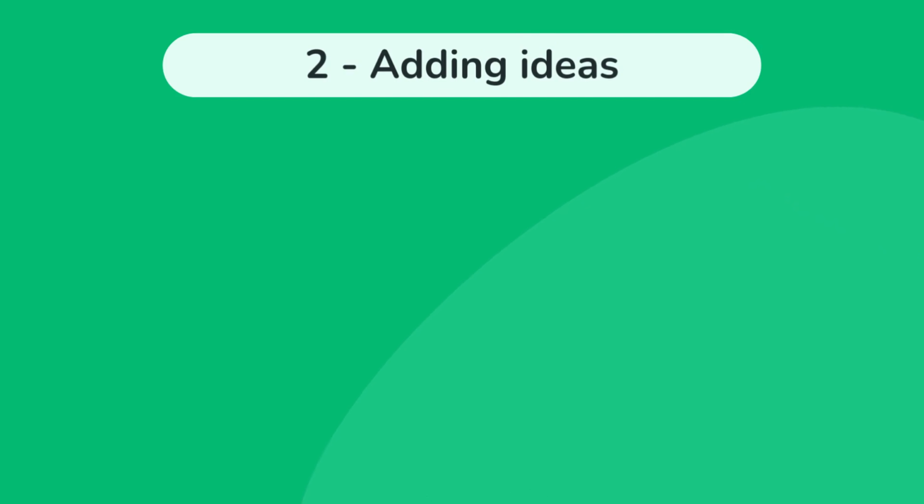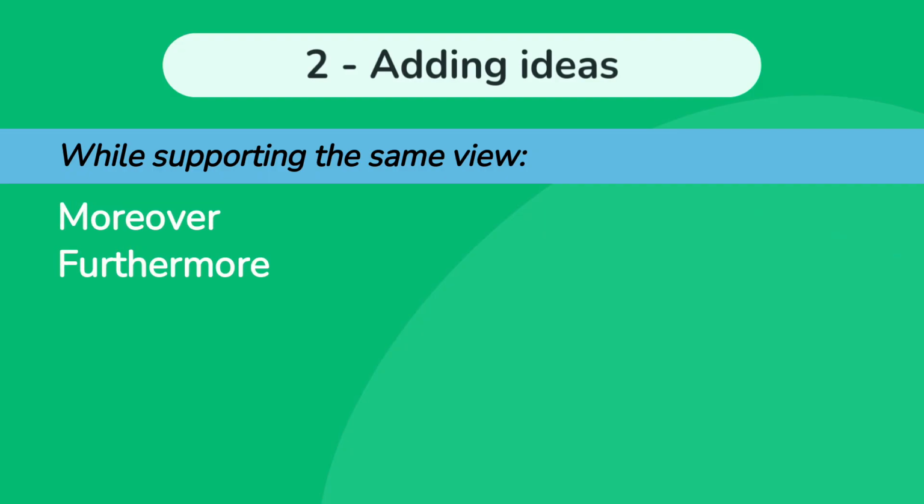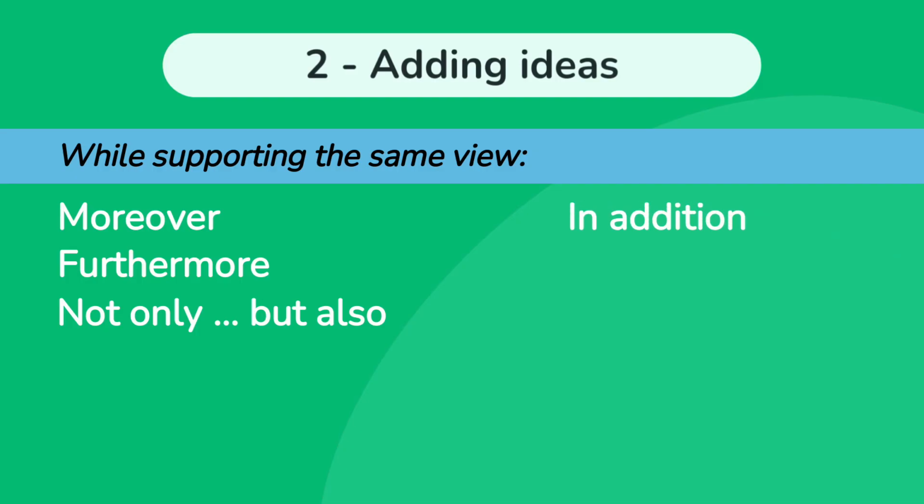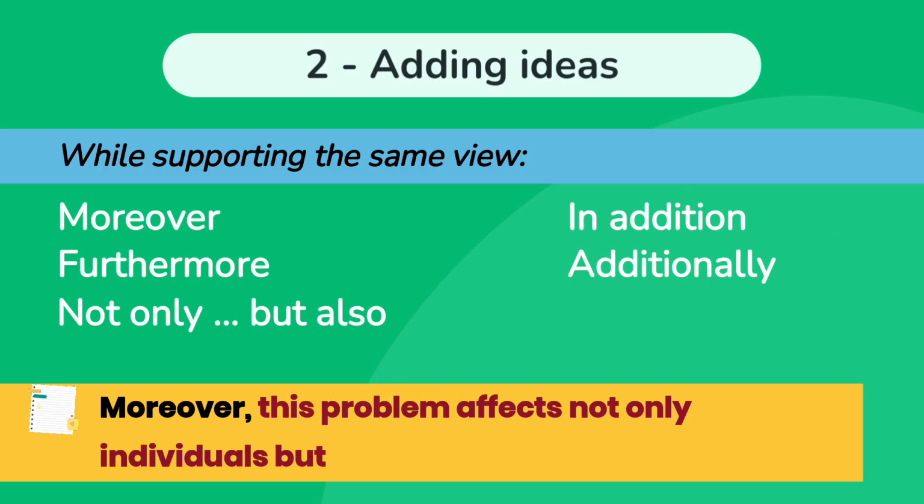The second part is adding ideas. Use these words in the essays you write while supporting the same view. Moreover, furthermore, not only but also. In addition, additionally. For example, moreover, this problem affects not only individuals but also society as a whole.